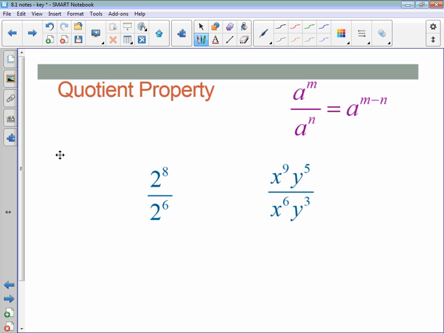All right, so quotient property. Remember, when you're dividing, you subtract your exponents. Okay.